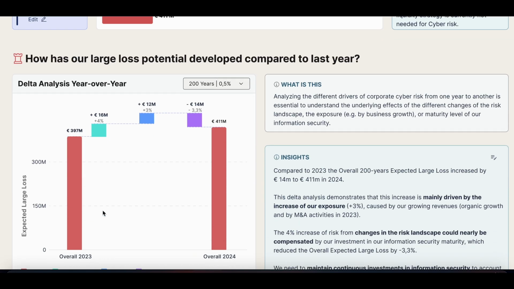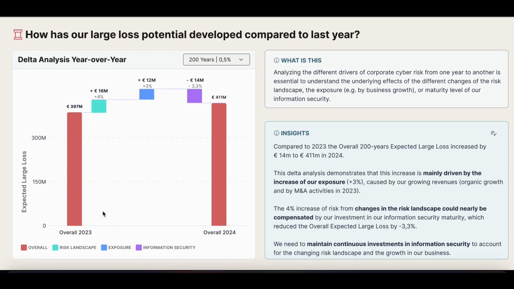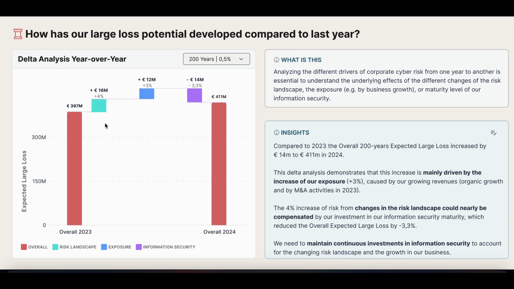We also might want to know how our loss potential is changing over time, right? If we're comparing different years, 2025 to 2024 or 2025 to 2026, we want to know why this loss potential is changing year over year. And we can conduct a delta analysis, which is breaking this down deeper. So you can really see how much change is coming from the risk landscape, how much change is coming from the exposure, and then how much change is coming from your company's improvement in information security. And for example, for this company, the delta analysis demonstrates that this increase is mainly driven by the increase of our exposure caused by our growing revenues, organic growth, and by merger and acquisition activities in 2023.